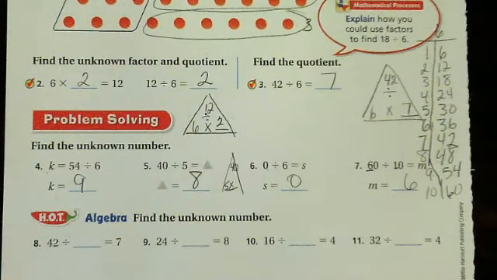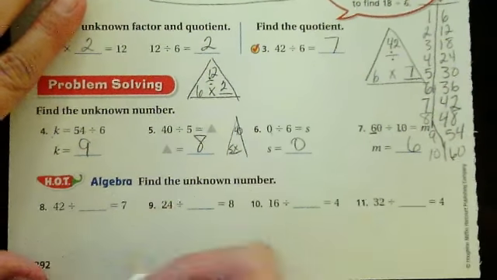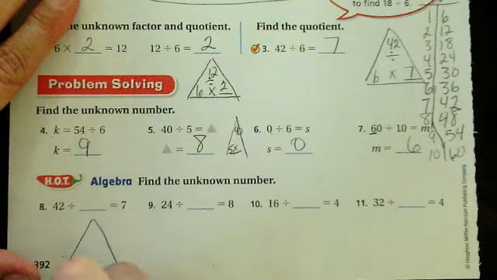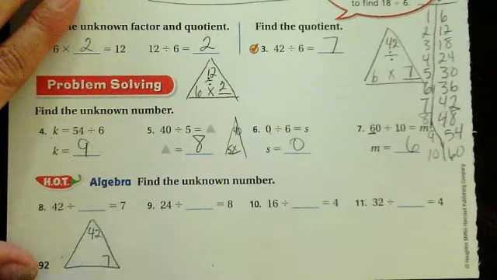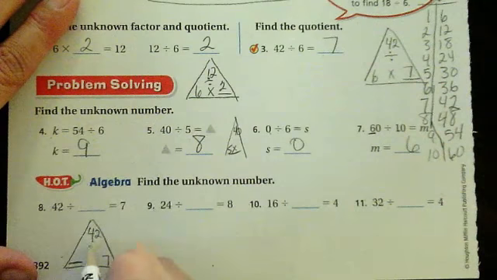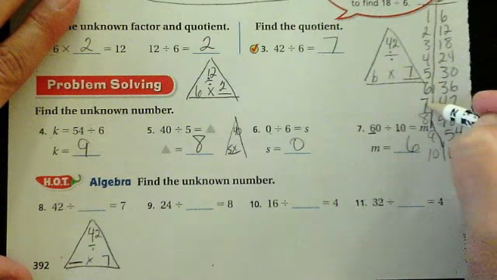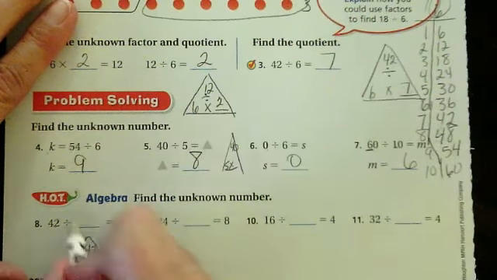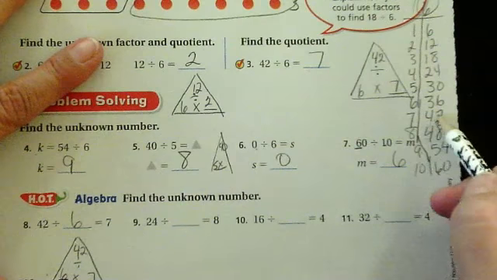All right, so we found the unknown number, which was our quotient. Now we need to find the unknown number, which is our divisor. So I'm going to use my fact families again and my chart over here. So I know I have 42 and I have an answer of 7. So 42 divided by what equals 7? 42 divided by 6 equals 7. Because 6 times 7 is 42, right? 6 times 7 is 42.